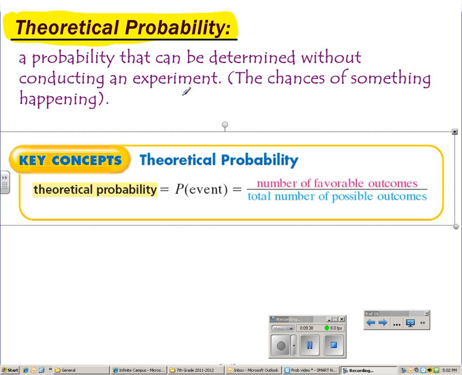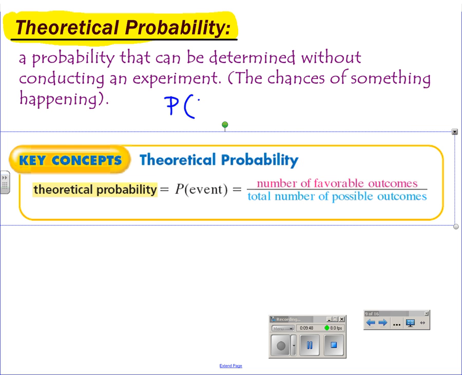Basically, if I asked you, what's the chances of something happening? For example, what's the chances of you flipping a coin and getting a heads? What's the theoretical probability of getting a heads? Well, heads shows up 1 time out of the 2 possible outcomes on a coin. So it has a probability of 1/2. That's called the theoretical probability.